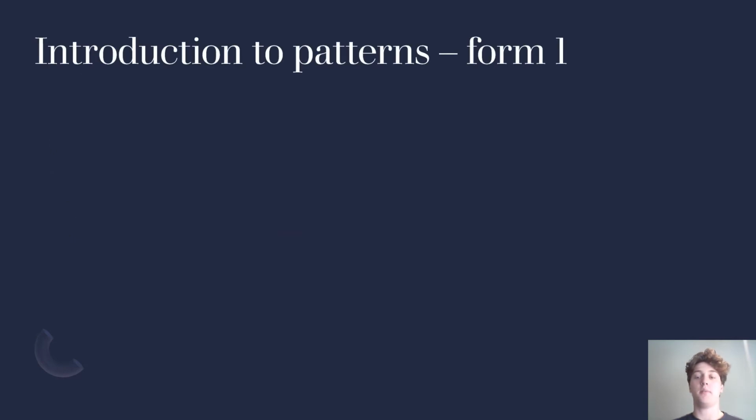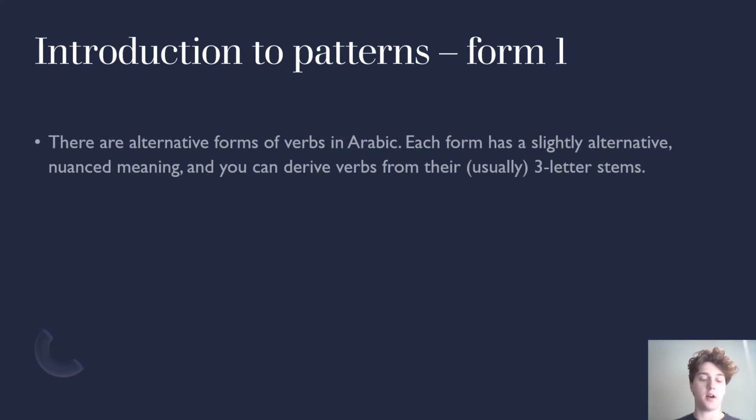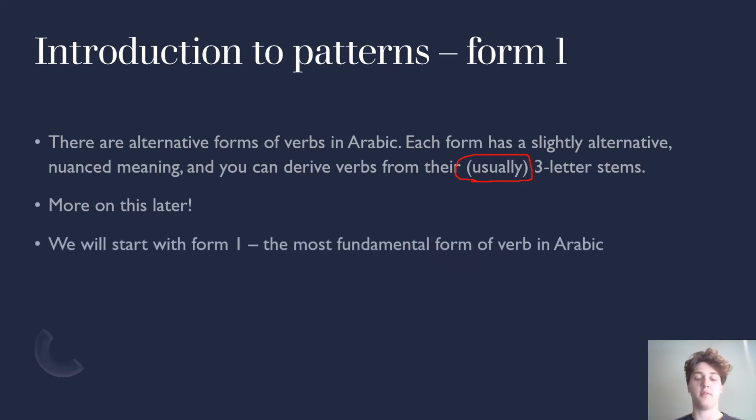So now we're going to talk about patterns, and we start with form 1. There are alternative forms of verbs in Arabic, and each form has a slightly alternative, nuanced meaning. And you can derive verbs from their usually 3-letter stems. And again, don't worry about this usually yet. That will come very much later in the Learn Arabic with Me verbs series. Like I said here, we will start with verb form 1, which is the most fundamental form of verb in Arabic, and it's where everyone begins, including me.